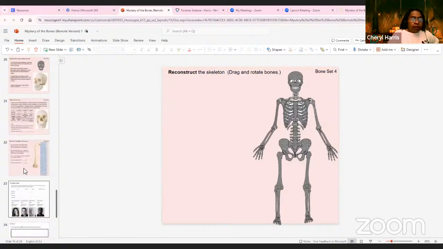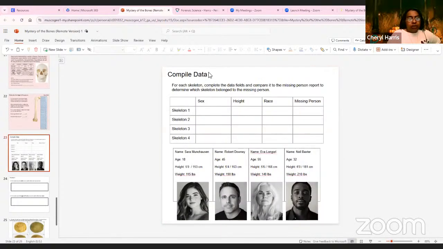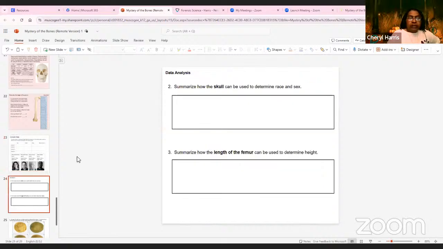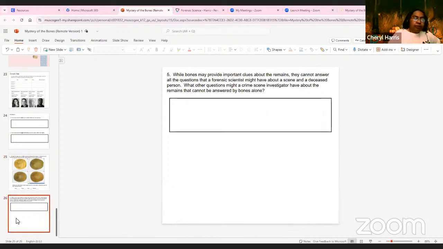So they've separated it into 4 different sets of skeletons. Once you're finished, then you need to compile your data and complete the chart and eventually decide who is who. Give a name to, which one is it? Was it bone set 1, 2, 3, or 4? And then answer the conclusion question. Okay? All right. Being as you started this the other day, hopefully you will finish this today.